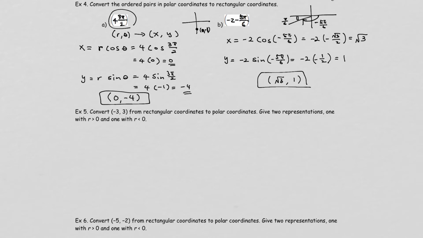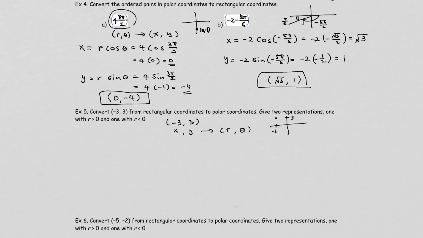What about example 5? Example 5 is asking to convert this rectangular to polar. So how do we do that? This one is going backward from example 4. Don't forget, negative 3 and 3, we have x and y. We're trying to convert it into r and theta. So when we find that point, it will be negative 3 and positive 3. It will be somewhere right there. That's the point that we're trying to look for.